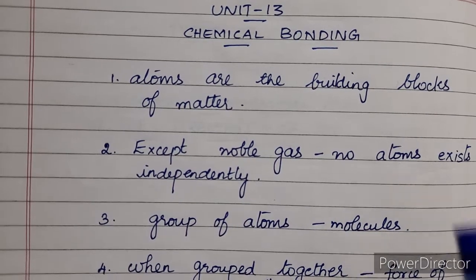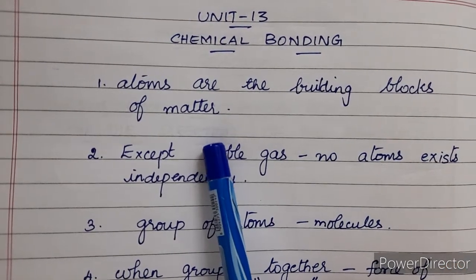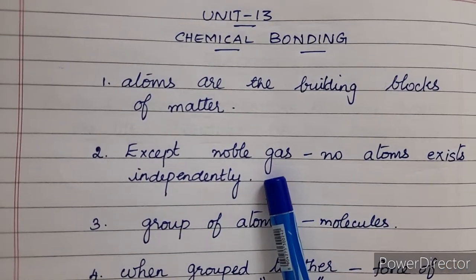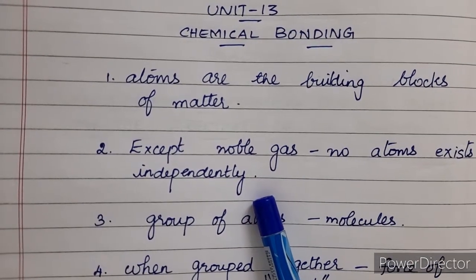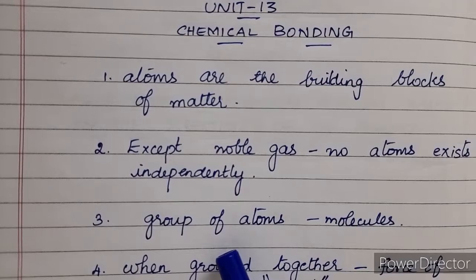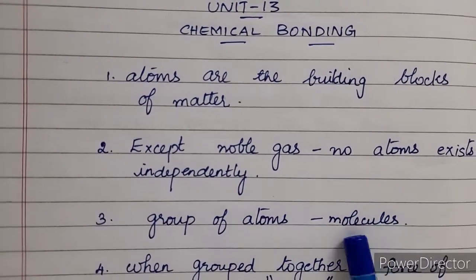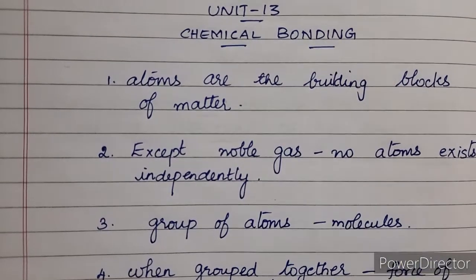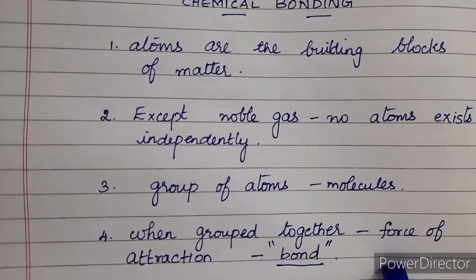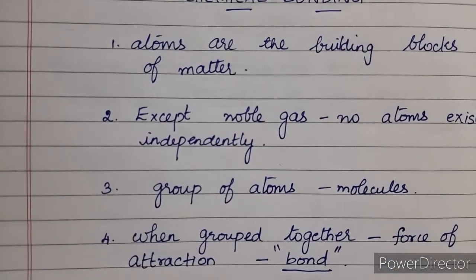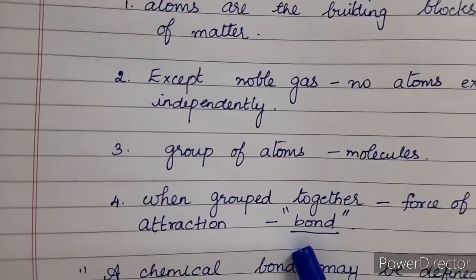Now children, we know that the atoms are the building blocks of matter, isn't it? But except the noble gases, no atoms will exist independently. So what happens? They exist in groups, isn't it? So a group of atoms that exist together as one species is called as molecules. So when they are grouped together, there is a force of attraction that holds the atoms together, isn't it? So that is called as bond. So here we are going to study about the chemical bond.